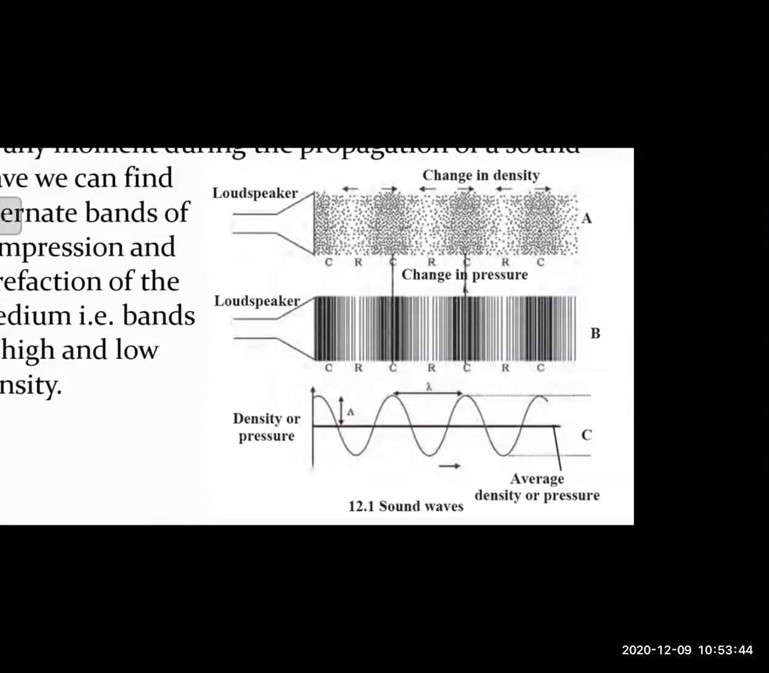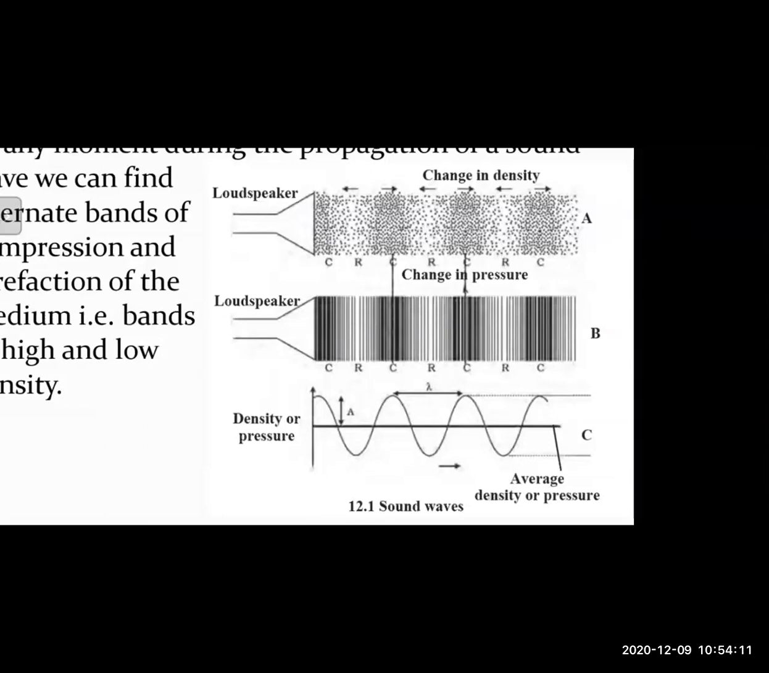Okay, so you can see those alternate bands of compressions and rarefactions, right? Now the changes in pressure can be shown in figure B. Now you can see those bands of compression. The dark bands are situated very close to each other, which represents a high pressure region. Whereas in the rarefaction, those bands move further apart from each other, which are the low pressure regions. Okay, so if you want to show them in a graphical manner in figure C, you can see that the density or pressure is shown on the vertical axis.